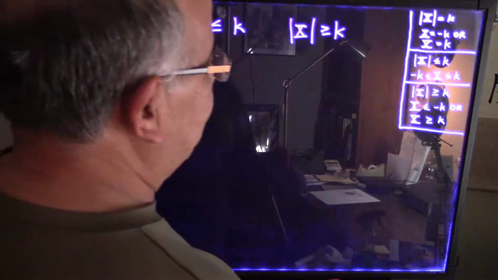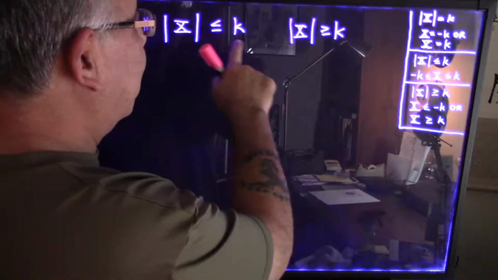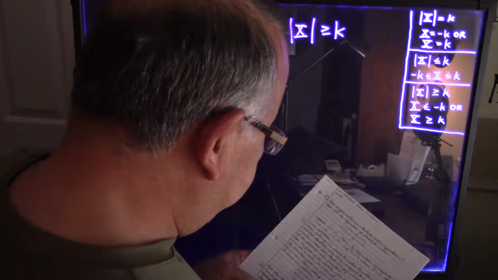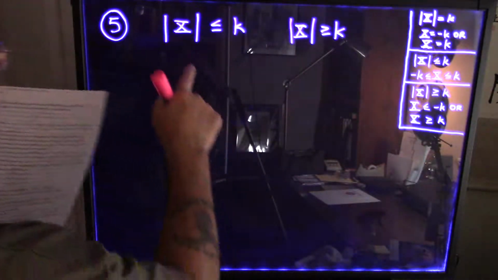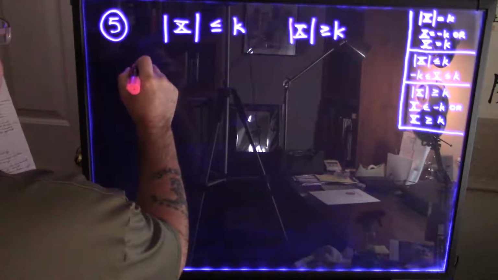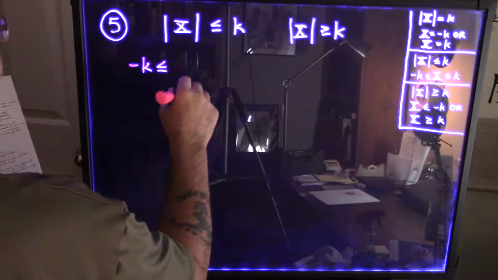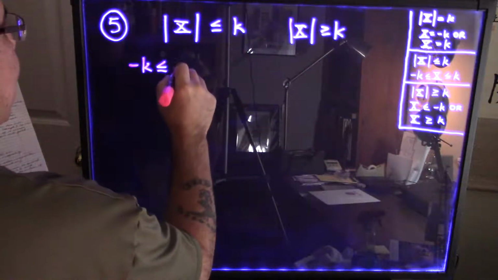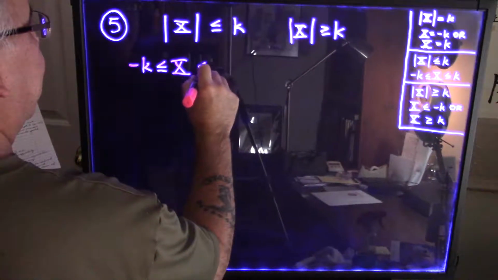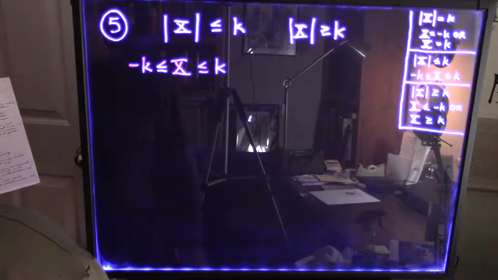You would just treat that in a similar way, except use the same symbol that was used in the original expression. So if it's this one, then you would write negative k is less than or equal to, or just less than, if that's what you have up here, the expression without the absolute value bars, and that's less than or equal to positive k.